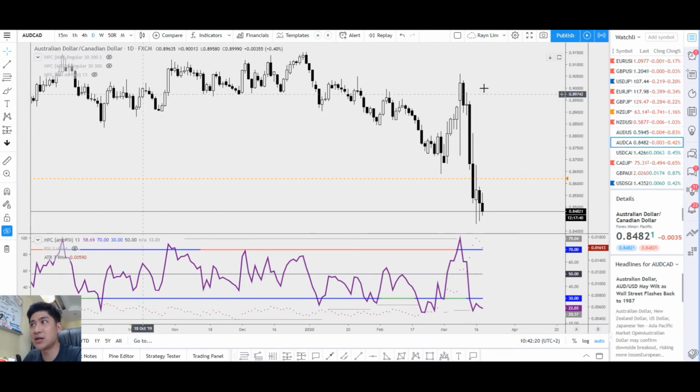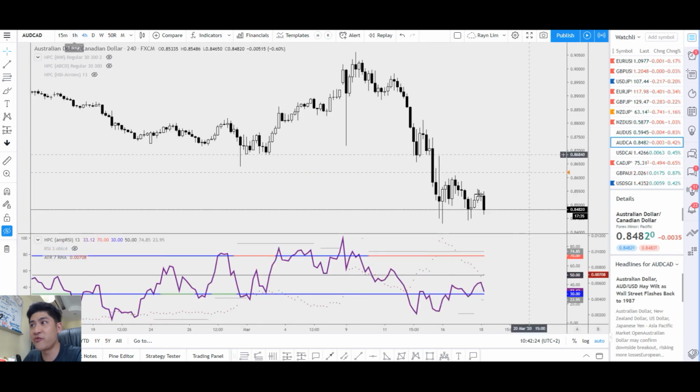Daily chart, bearish. 4-hour chart, bearish movement going into consolidation. You can consider, if the market hits the high, to see if there is a shorting opportunity.